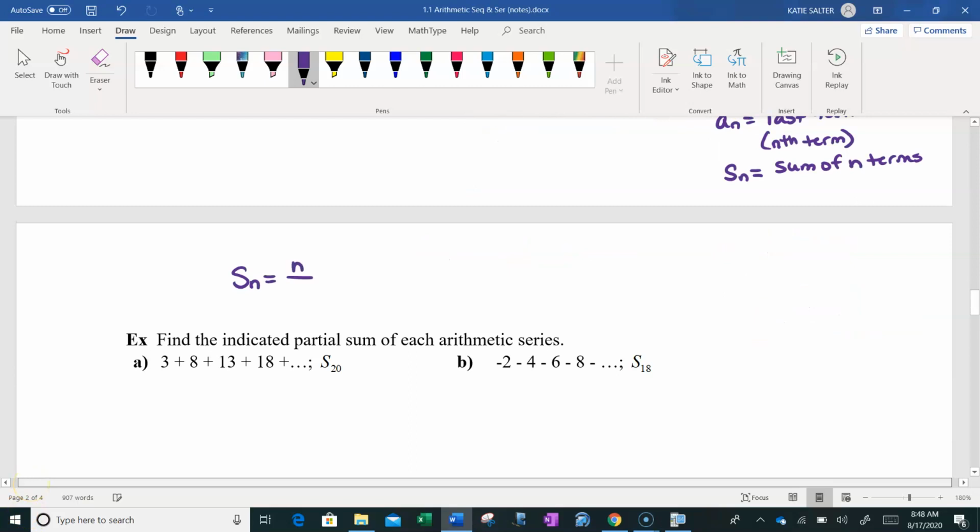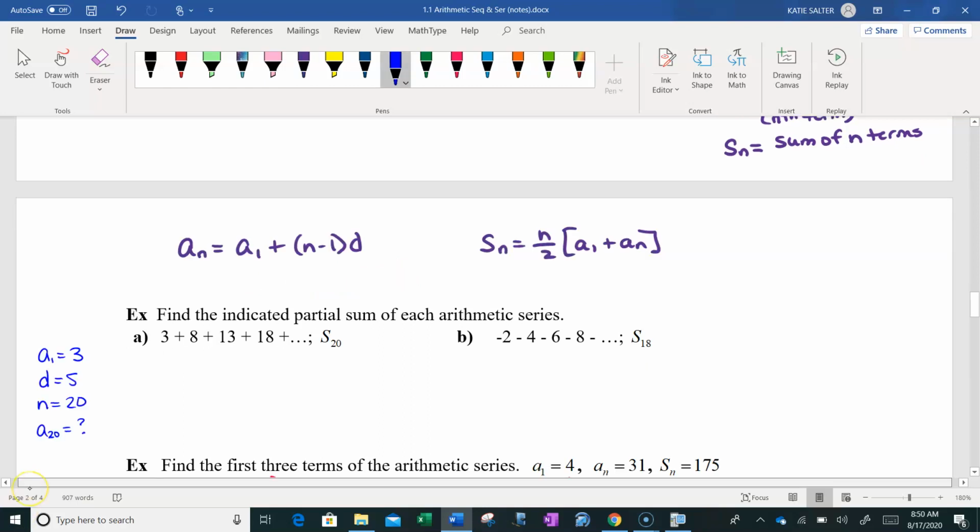So we have S sub n equals n divided by 2 times (A sub 1 plus A sub n). For the first one, we can see the first term is 3, and it wants us to find the sum of the first 20 terms. That's what S sub 20 means. Well, it didn't tell us what the 20th term is, so we have to find the 20th term first. For all these problems, you end up having to use both formulas at some point.